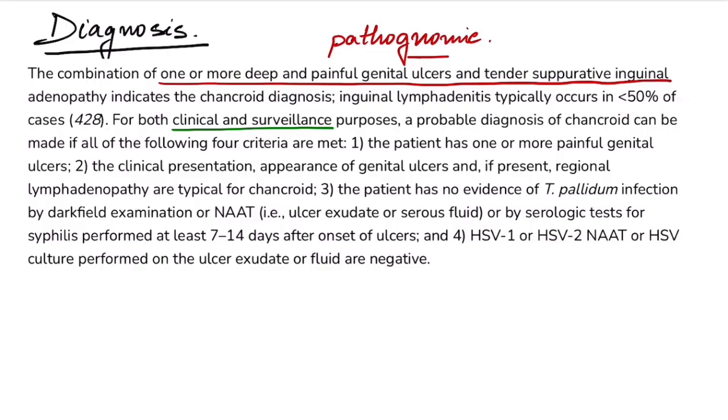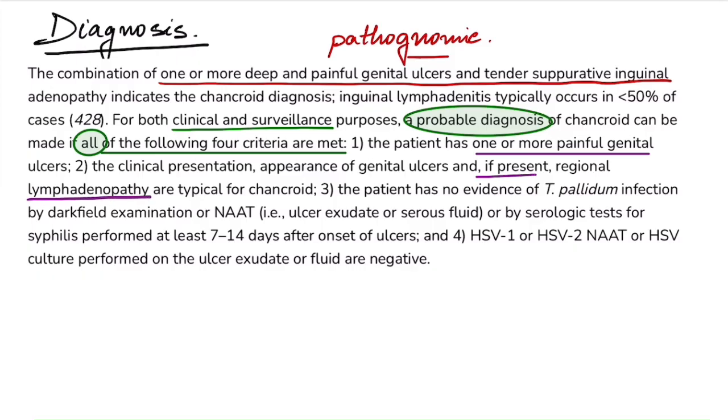So they have given a criteria for both clinical and surveillance purposes, and the probable diagnosis of Chancroid is made if all the criteria are met. So the first criteria is one or more painful genital ulcers. The second is if the first criteria, that is the ulcer, are clinically in line with the morphology of Chancroid, there is a regional lymphadenopathy.